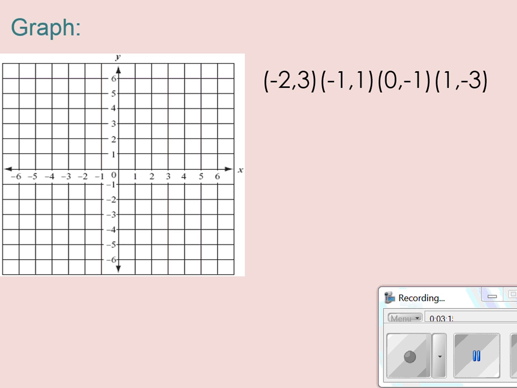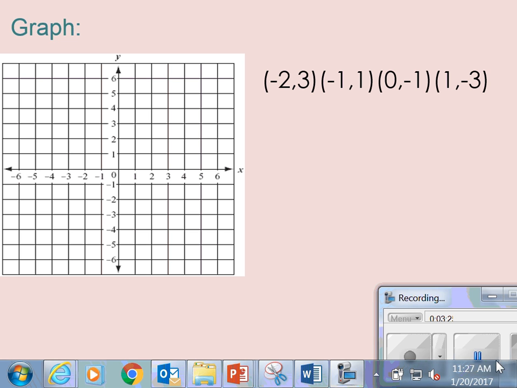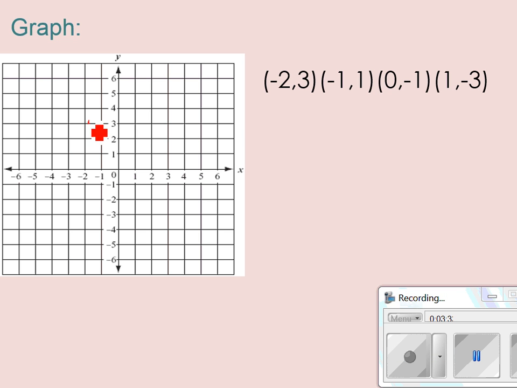Go to the graph section. You don't have to write these ordered pairs. Just go ahead and plot them on your graph. If we plot the points -2, 3, then -1, 1, 0, -1, and 1, -3. And you should notice that it does create a straight line if you were to connect the points.